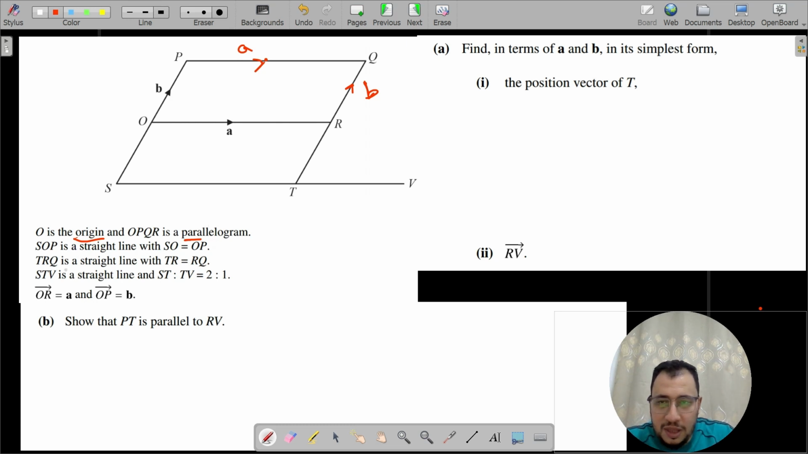Okay. He told me that TRQ is a straight line with TR equals RQ. Okay, and here he said also that SO equals OP. They are equal to each other. You can just write here B, and here he told us also that this part equals this part, so that means you can simply write here another B. Writing these letters is very important on the diagram. You have to do that all the time. Pay attention to this, please. This is A. Okay, you can just write here A.